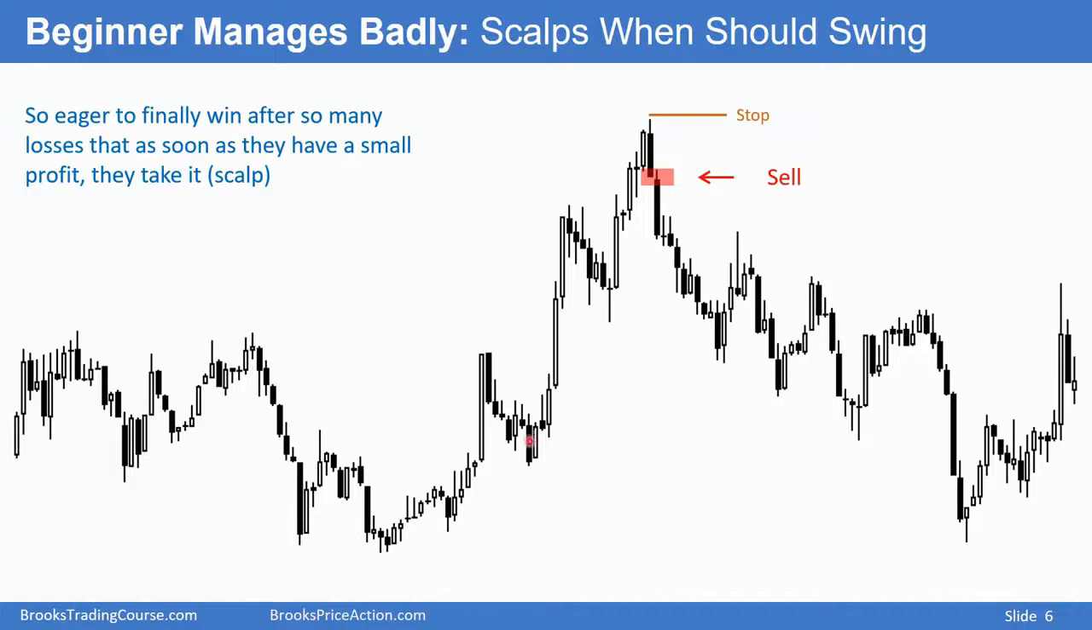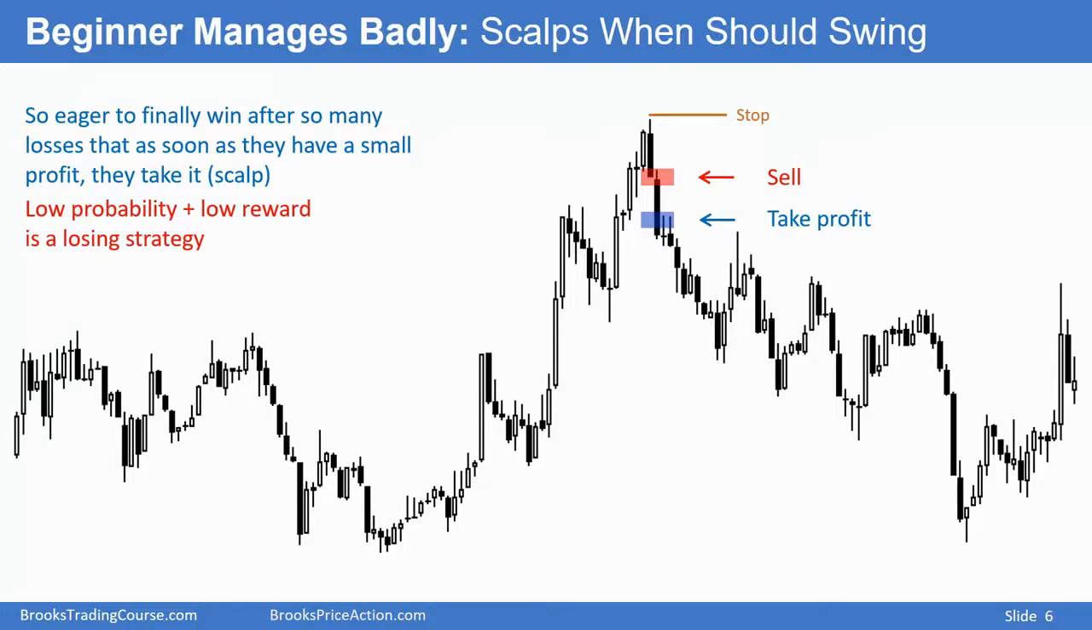The beginner who is selling and losing now sells and has a winner, and he's really excited. He's selling a wedge top and he finally has a winner. But he saw the last 2 times he had winners, they quickly turned into losers. He sold here, had a winner, and it quickly turned into a loser. The beginner takes his profit right here. He scalps out. He's so afraid to lose.